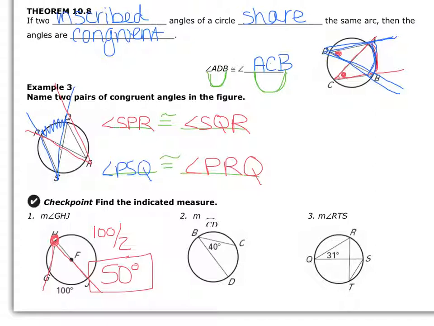Now, number 3 is to find the measure of angle RTS. Well, let's see. We have R to T to S here. The vertex is on the circle. If the vertex is on the circle, that means it's half of the intercepted arc. The intercepted arc here is RS. Well, this angle here has the same exact intercepted arc. So angles that share an arc are congruent. So the measure of this angle is also 31 degrees.